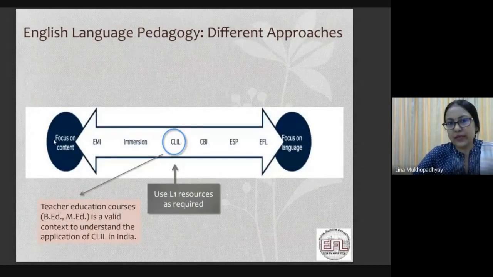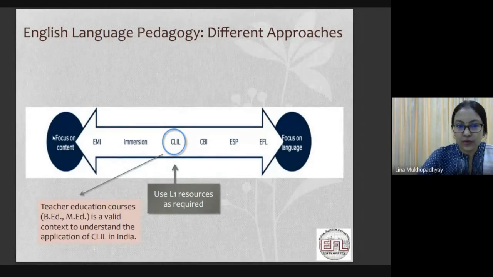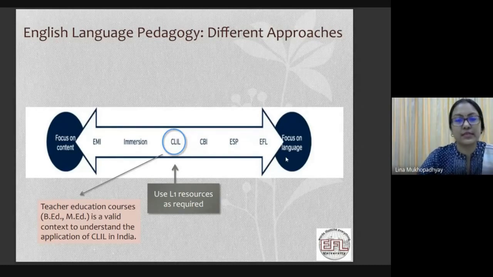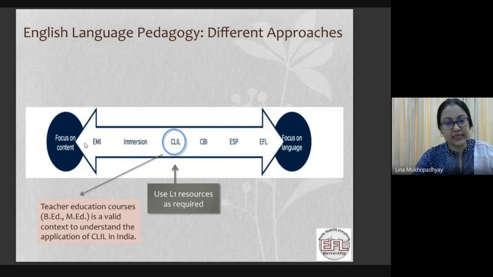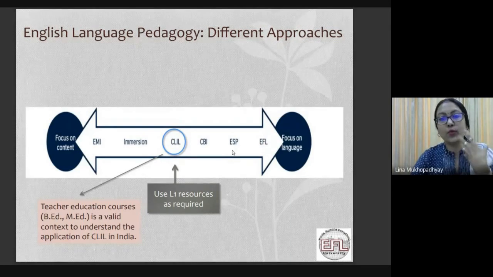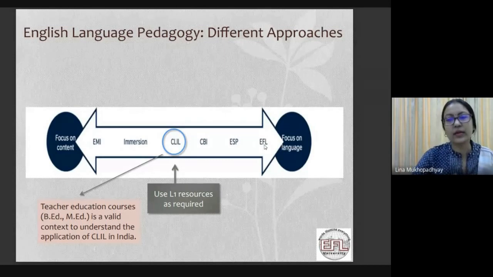Right. So English language pedagogy has been conceptualized in the Western context and the Asian, Indian, African contexts through different approaches. This diagram is like a continuum where we look at the focus on content through English on one hand, and focus on language for its own sake on the other. So we have EMI, or English medium instruction, immersion, and CLIL, which have a focus on content as well as language. And then we slowly move on to programs with more focus on language, so English for specific purposes, English in the FL or SL context, and things like that.